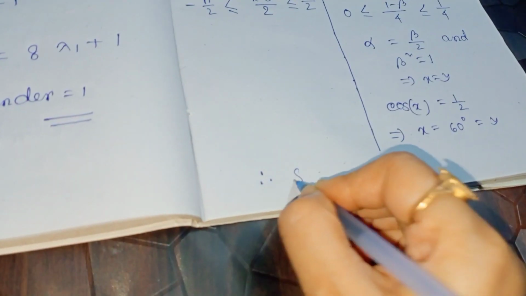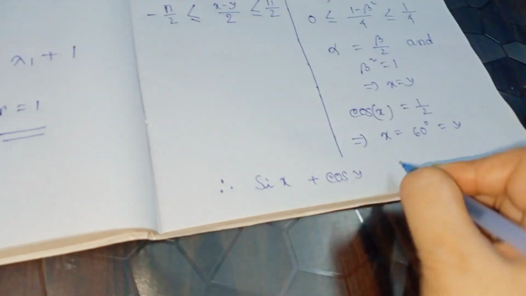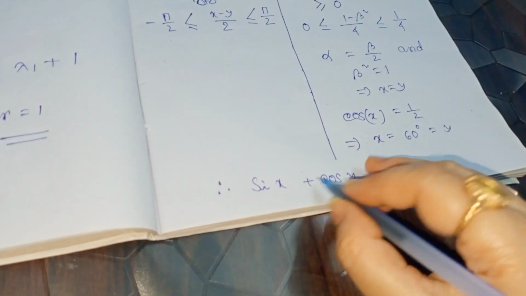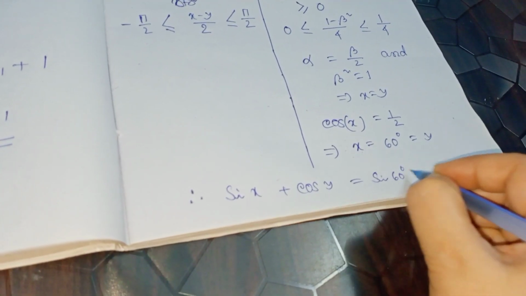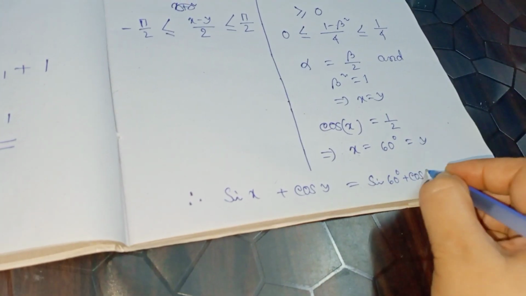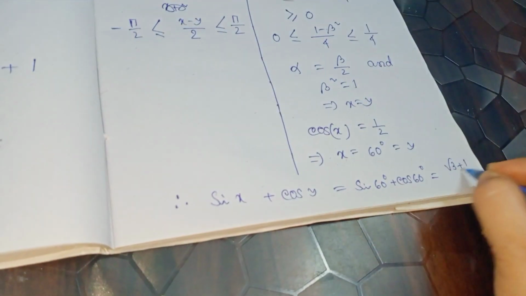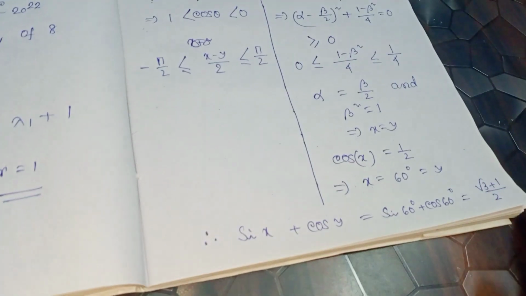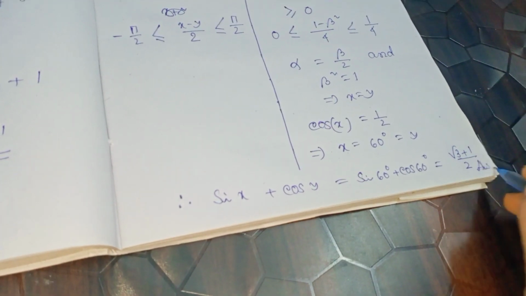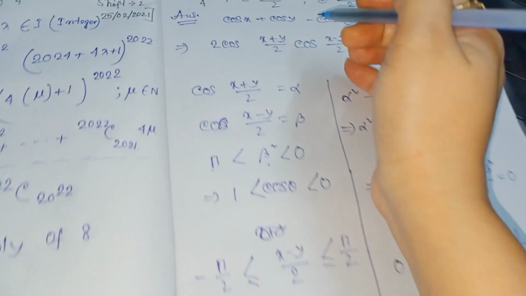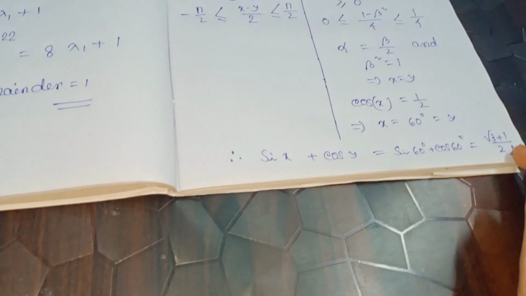Therefore sin x plus cos y is equal to sin 60 degree plus cos 60 degree, so it is (root 3 plus 1) by 2. So this is our required solution, and option 2 is our correct choice, (root 3 plus 1) by 2.